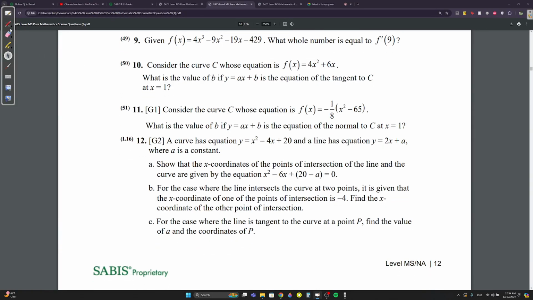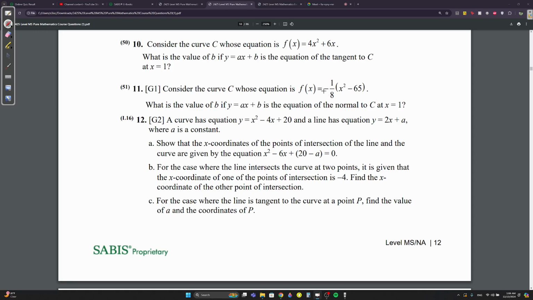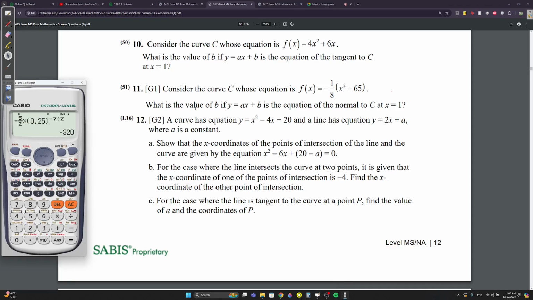Okay, next one. Consider the curve whose equation is this. What's the value of b if y equals x plus b is the equation of the normal at x equals 1? So now we need to find the equation of the normal at x equals 1. Let's find our point. That's the first step. Always find your point, right? So let's substitute x equals 1 here. You're going to get minus 1 over 8.